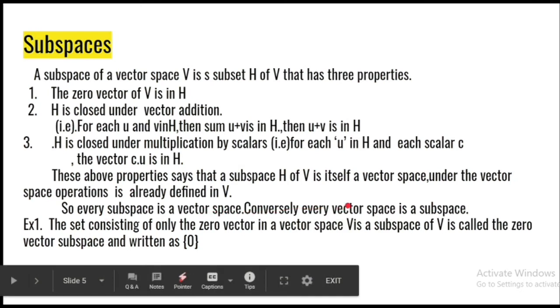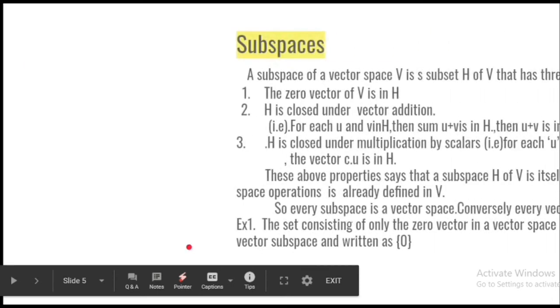Conversely, every vector space is a subspace. Why? Because the above three properties are already there in the vector space. So we can say a vector space is a subspace. Example: the set consisting only of the zero vector. In a vector space, we can show the set containing only the zero vector. So this is a subspace of V. How can we say it is called the zero vector subspace? As the set contains 0, we call it the zero vector subspace, and it is written as the singleton set {0}.